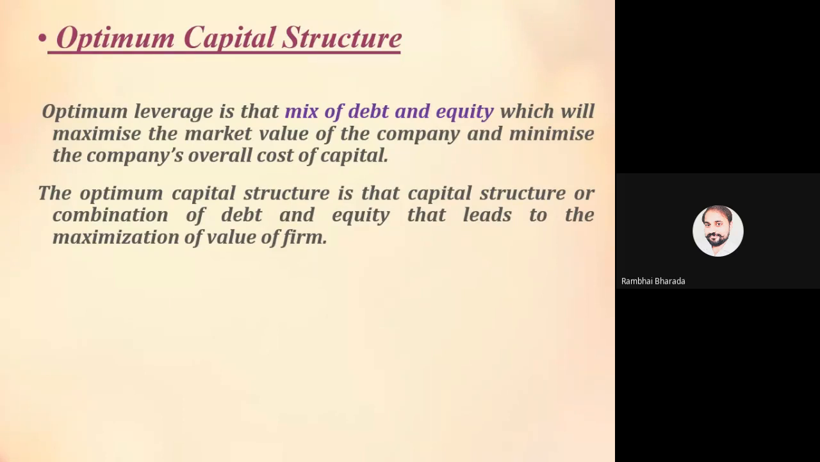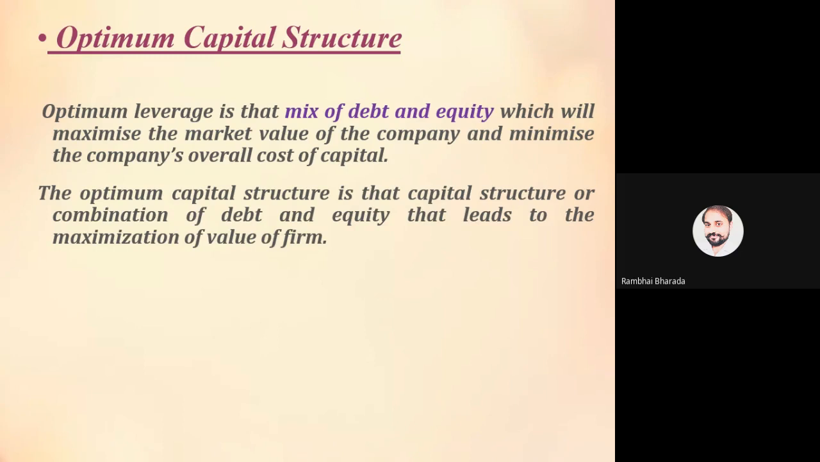Optimum capital structure means the mixture of debt and equity in such a way that will give you the maximum market value at a minimum cost. Are you getting my point? Optimum capital structure is equal to maximum market value at a minimum cost of capital. Okay, are we clear about this? Two parameters are there: maximum market value, and number two is minimum cost of capital.